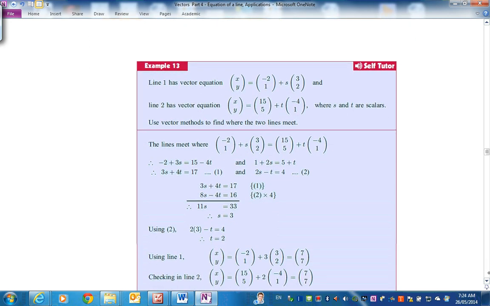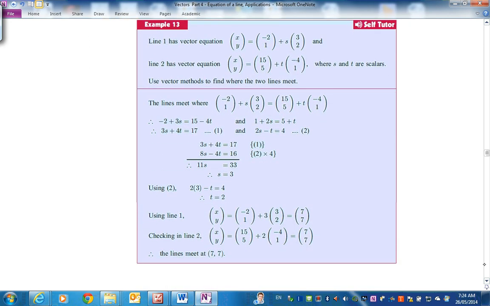So here is an example. This one is from Hayes and Harris publications. So we're looking at 2 dimensions here. Okay, something like boats sailing at sea. Line 1 has this vector equation. Go to that point, displace at S.